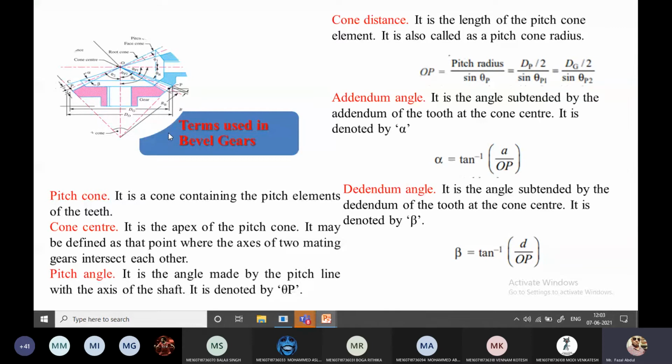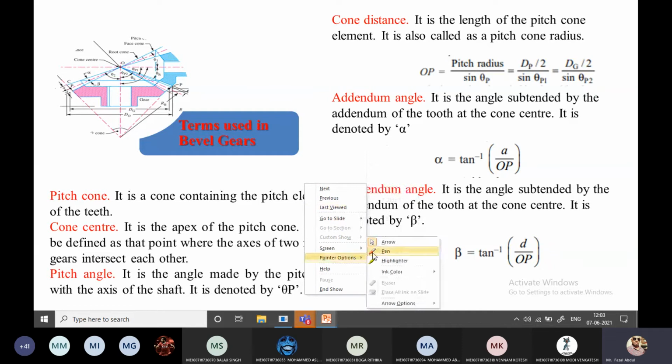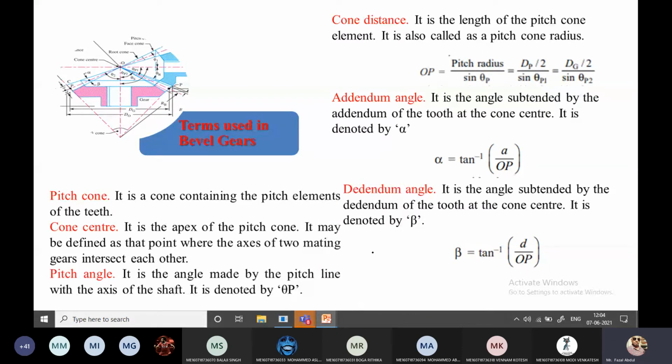Now terminology used in a bevel gear. So coming to the terminology, pitch cone. Pitch cone is nothing but a cone containing the pitch elements of the teeth. And the cone center is nothing but the distance between the two pitch cones. It is the apex of each pitch cone. It may be defined as the pitch point where the axes of the two meeting gears are going to intersect each other. So suppose this is the one gear and this is the another gear. So this is the one pitch. These two are intersecting. So that is referred to as the cone center.